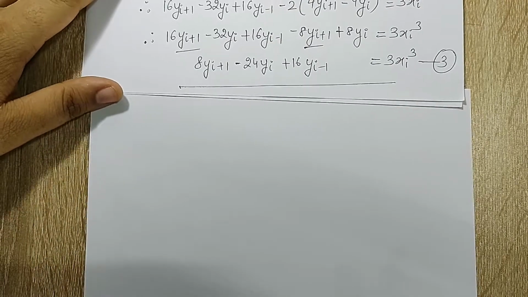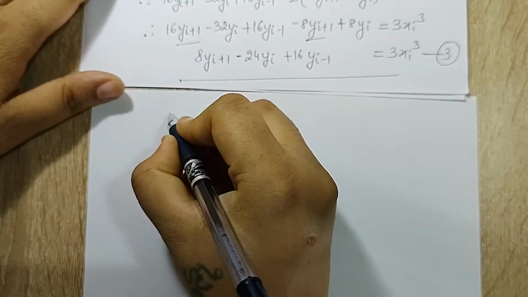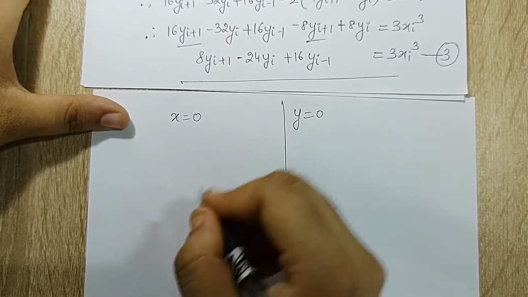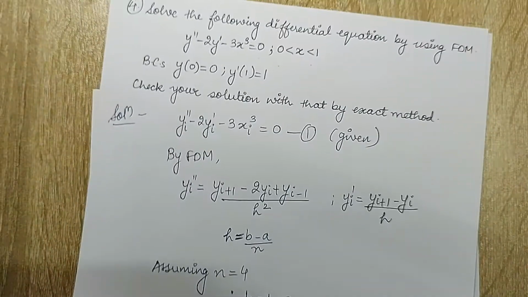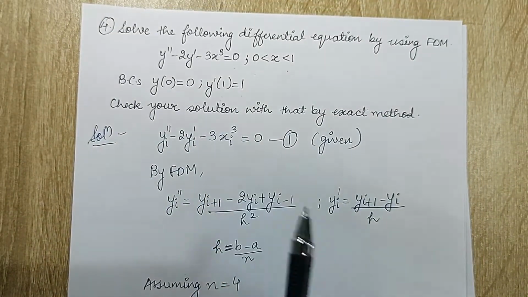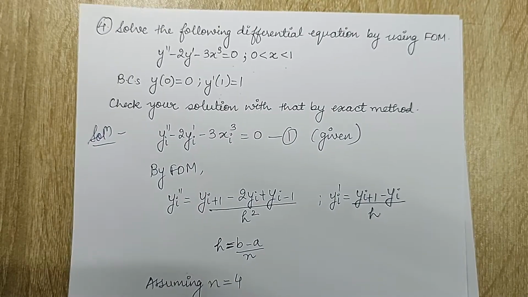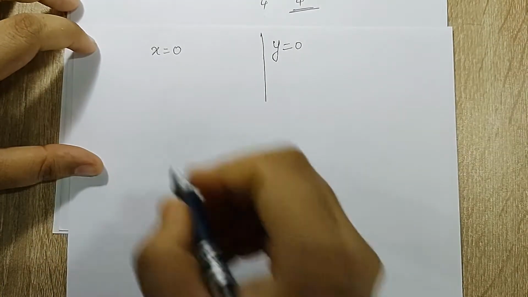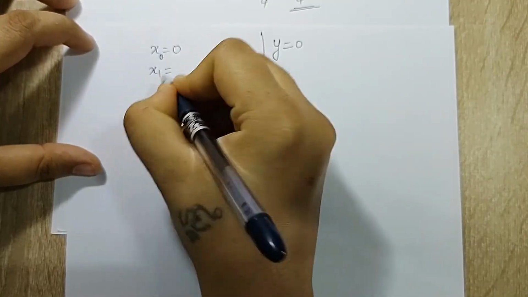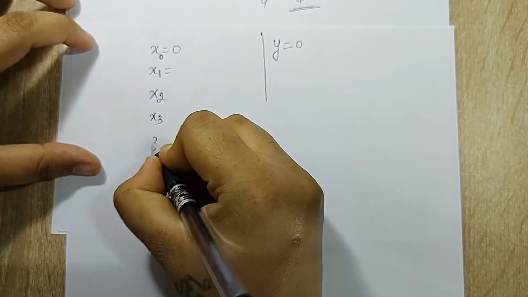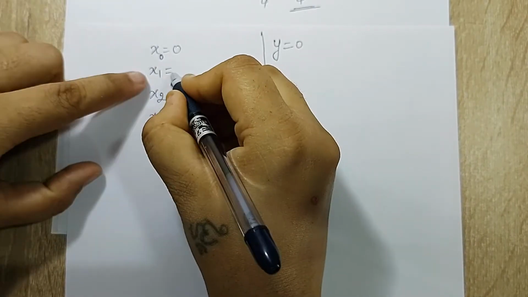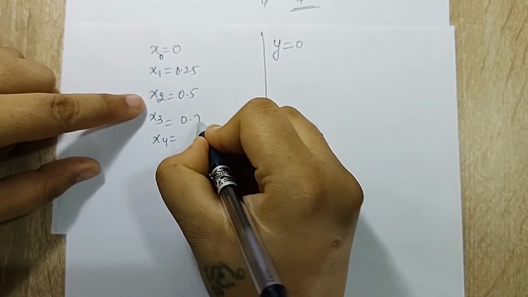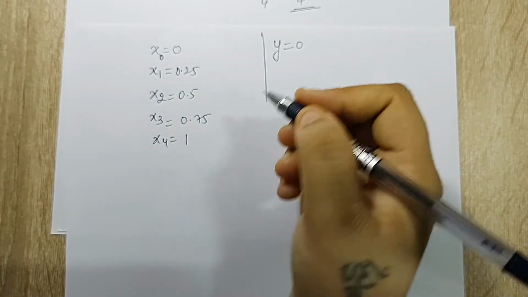Now I'll make a quick table which I have made in the previous numericals as well. That is, when x is equal to 0, my y value was 0. Now in this question, the second boundary condition, here it is given y dash at 1 is 1, which means I have only one boundary condition through which I can calculate the values here. Now this is one boundary condition. I have divided into 4 intervals. So x1, x2, x3, x4. This value will be 0.25, 0.5, 0.75 and finally 1.